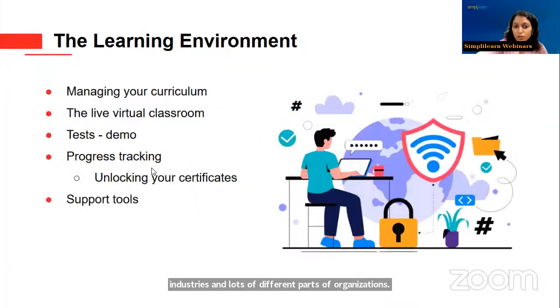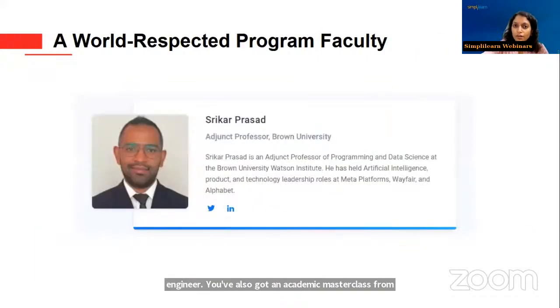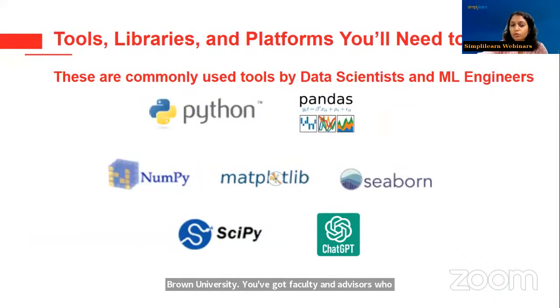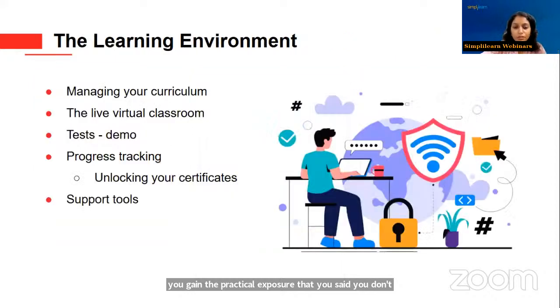So now that you've understood about the course, just a quick summary. You've got a curriculum that's built to help you succeed as a data scientist or an ML engineer. You've also got an academic masterclass from Brown University. You've got faculty and advisors who are experienced and immensely knowledgeable. You've got exposure to tools and platforms that are commonly used by people in these roles. And then, of course, you've got these projects that help you gain the practical exposure that you said you don't have, right? So all of this is available to you in the form of a learning environment.